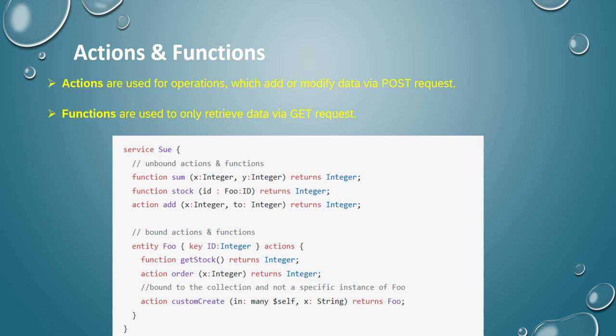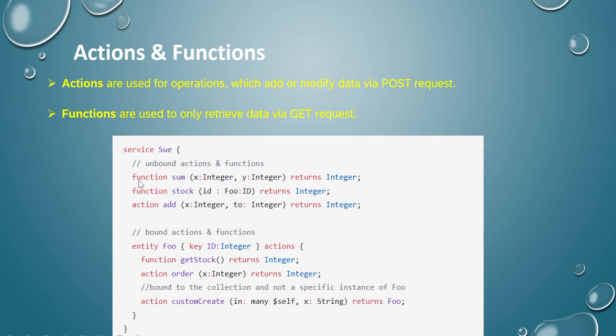Next comes the actions and functions. Actions are used for operations which add and modify data via POST requests. That means we'll perform these actions on the CRUD operations. Mainly, the functions we will use to retrieve data from the GET methods. If you see here, this is one of the examples of how to use the functions and the actions.